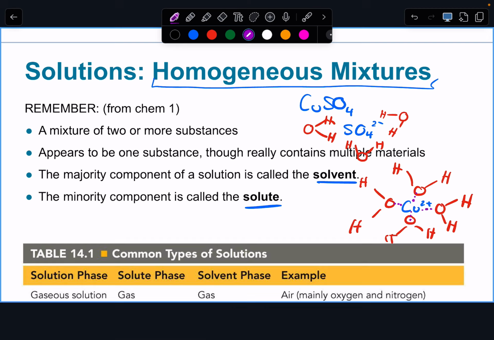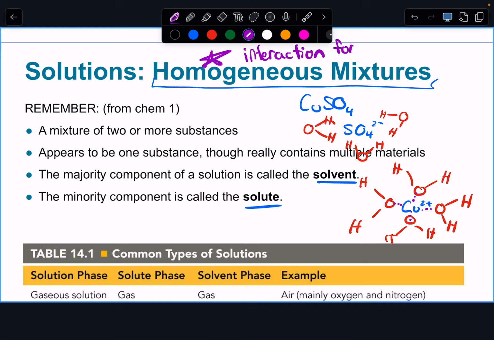And that's why it appears uniform, is because the solute completely breaks up, gets incorporated into the water, and so there is no real difference between any one segment because it's all just a bunch of water surrounding a sulfate and a copper and a sulfate and a copper throughout the whole solution. So the key point when we talk about things being homogeneous is that there are actual interactions forming.